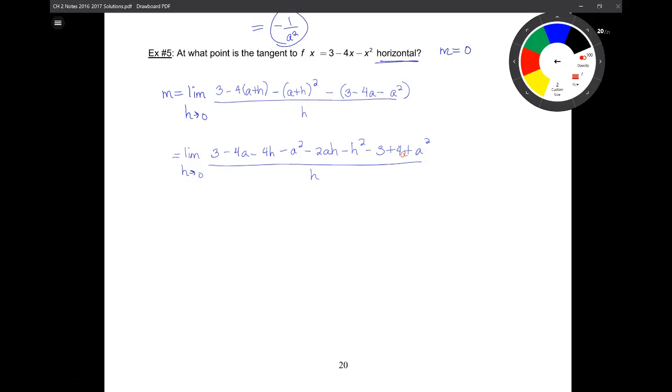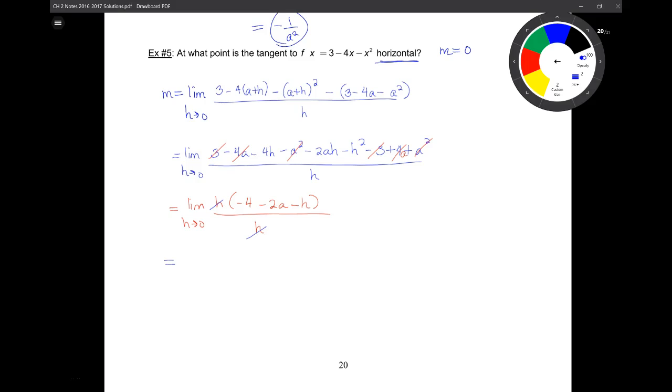Okay, so now what can we cancel? We can cancel the 3's, the 4a's, and the a squareds. And we should be left with only terms that have h in the numerator, right? So I like to factor. If you can cancel it without factoring, it's okay, but I think it's a good habit to get into factoring. Right, and then we can cancel. And now we can substitute in.